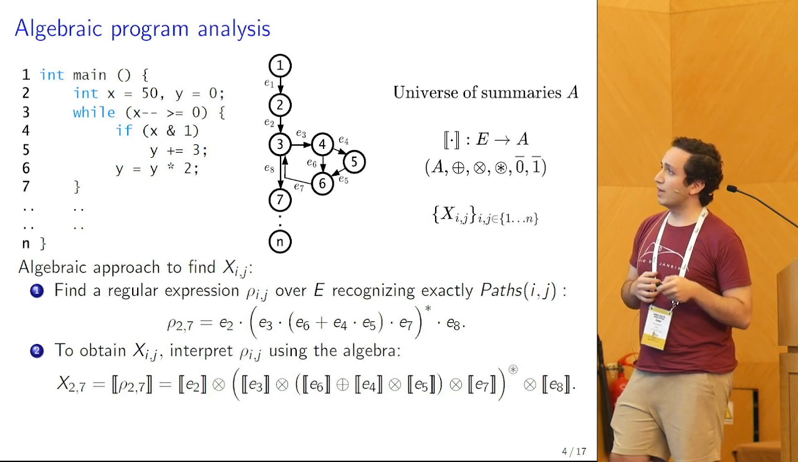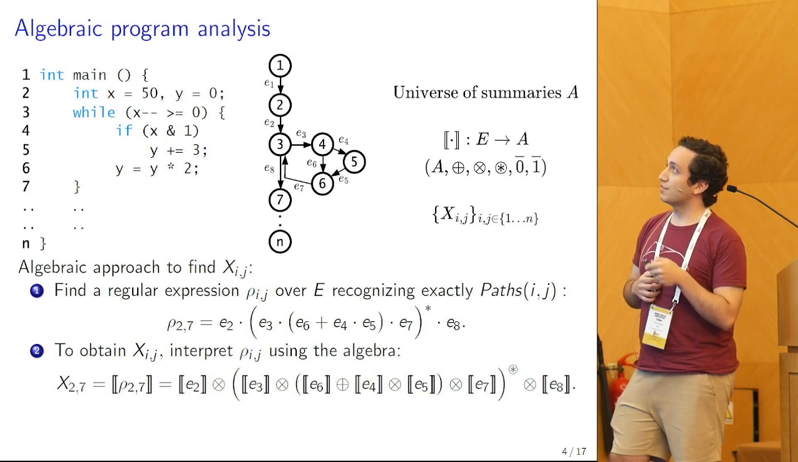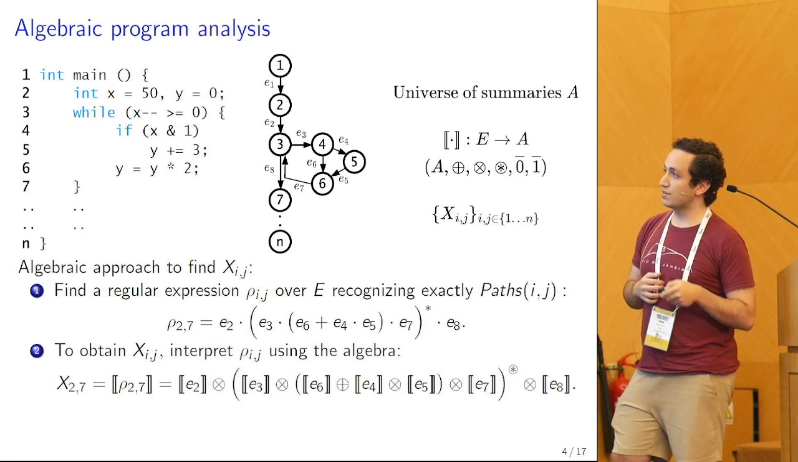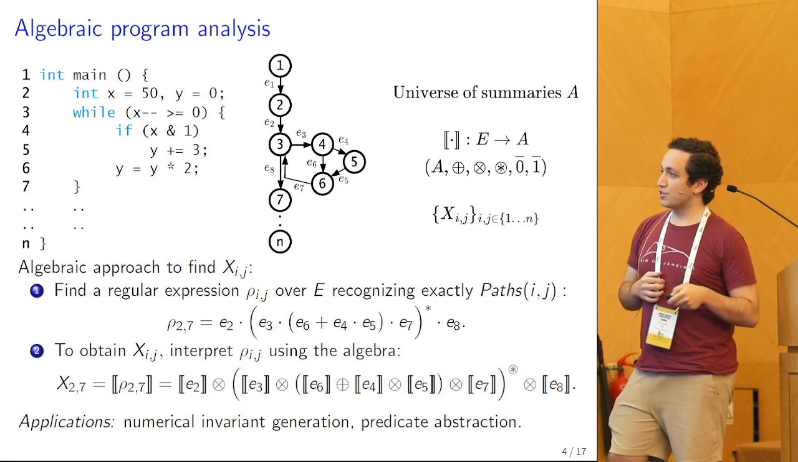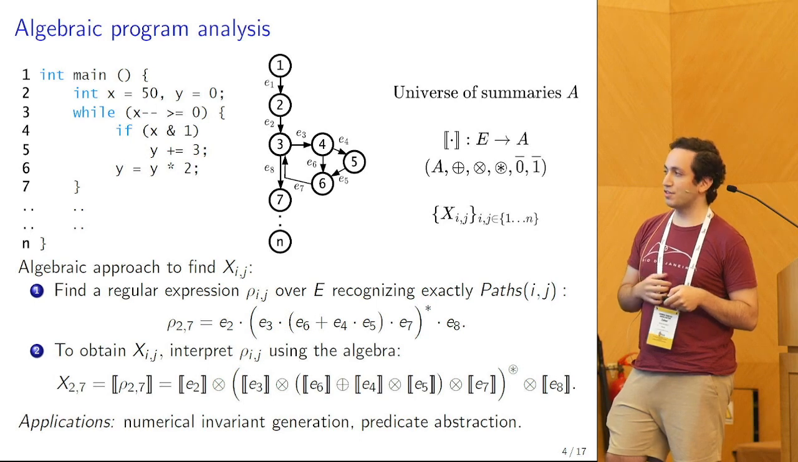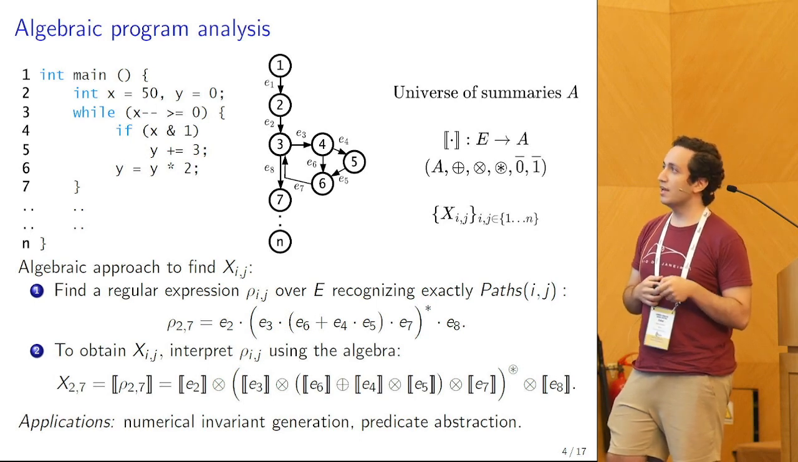The next step, to actually get the value of x_ij, we simply interpret this regular expression using our semantic function and algebra. So we simply replace every edge with its semantic meaning, and we take every operator in the regular expression and replace it with the corresponding operator in my algebra. And what are the applications of this? There are a wide variety of problems in numerical invariant generation and predicate abstraction that can be modeled and solved within this algebraic framework.